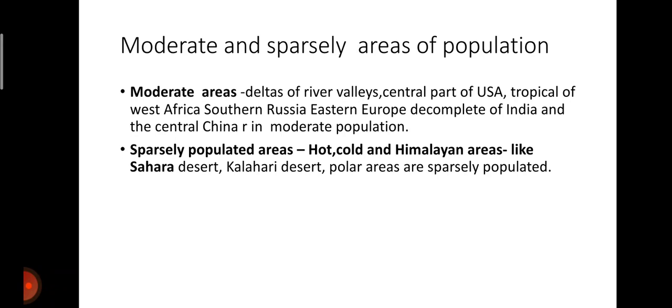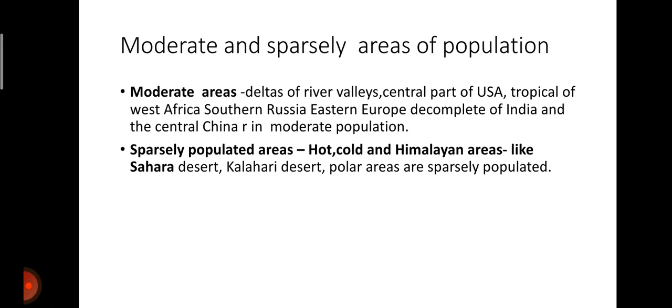Now, the moderate and the sparsely populated areas. First is moderate: deltas of the river valleys, the central part of the USA, tropical West Africa, southern Russia, eastern Europe, the whole of India, and central China are the moderate population areas. In India, most of the Deccan Plateau area is in the moderate population area.